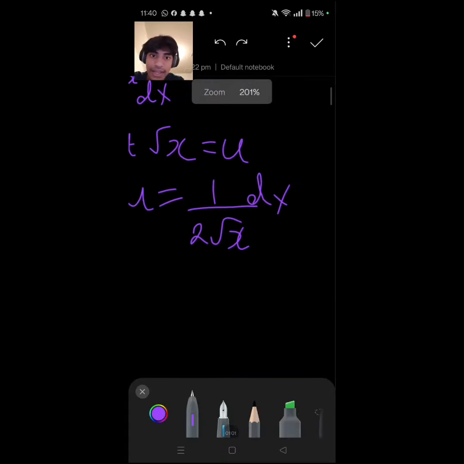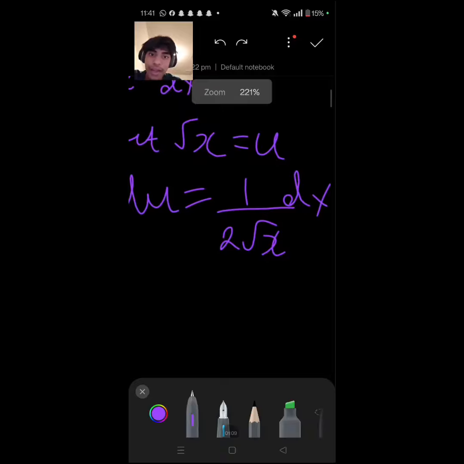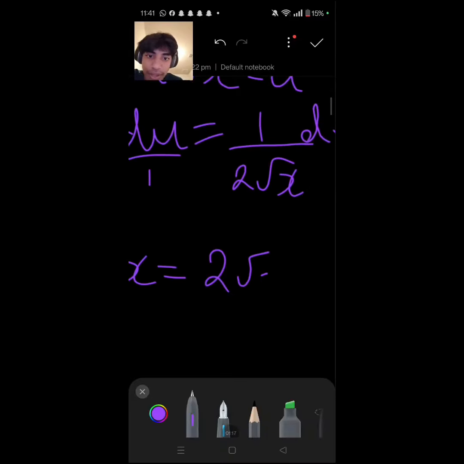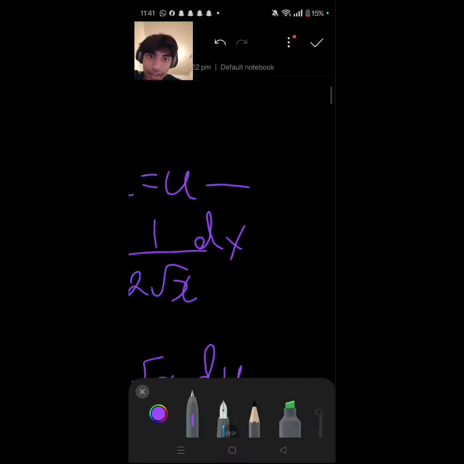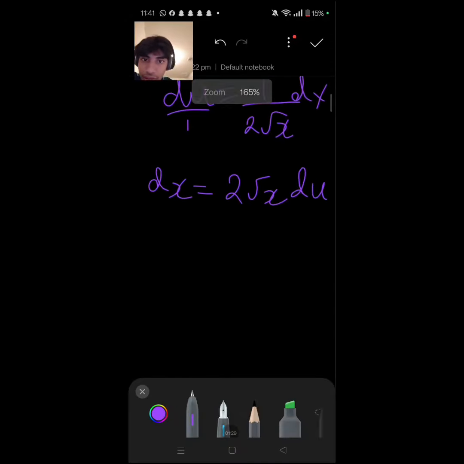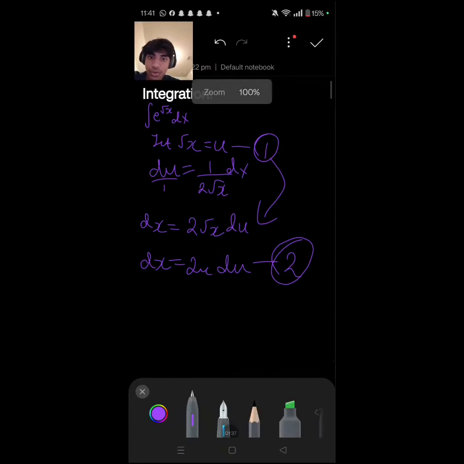So over here, we can isolate dx out, completely replace that in our integral. To do that, you need to isolate dx, so just directly cross multiply. This is just du over 1. So dx is just equal to 2 root x times du. Now, by the way, take this as equation 1. Then sub equation 1 in this equation. Wherever you see root x, sub u in there. So dx is just 2u times du. So now we've understood where to go.